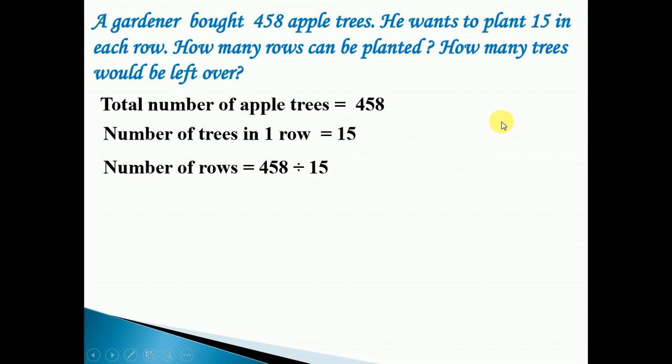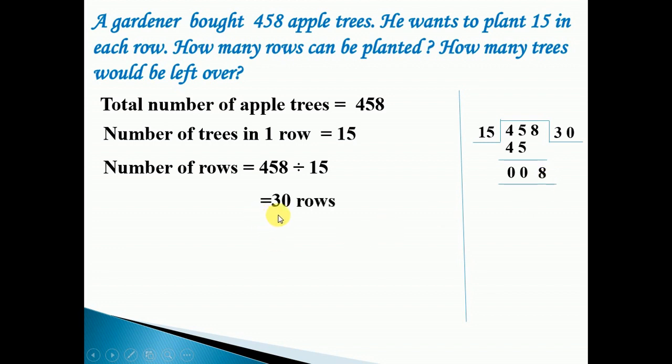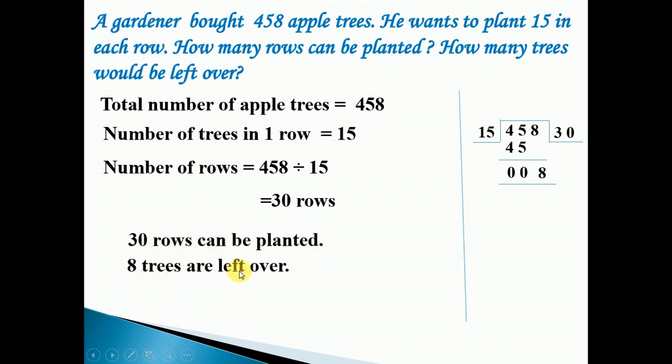We divide 458 by 15 to the right side. 458 is dividend and 15 is divisor. We know that 15 into 3 is equal to 45. Write 45 under 45 and subtract 45 from 45 is equal to 0. Now we bring down next digit, that is 8. We compare 8 to the divisor 15. 8 is smaller than 15. Now we write 0 in the quotient and 8 is remainder. We get 30 rows. Thus 30 rows can be planted and 8 trees are left over.